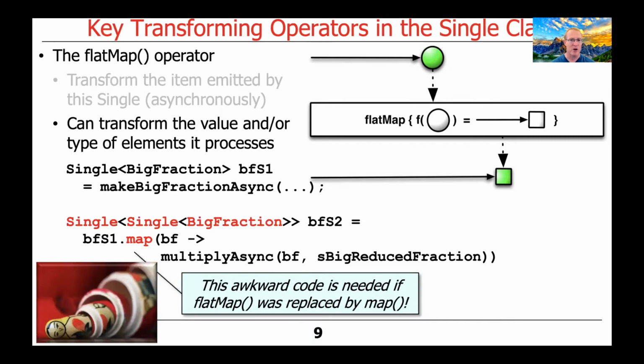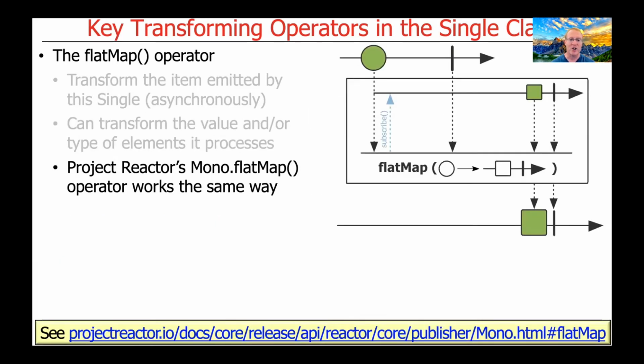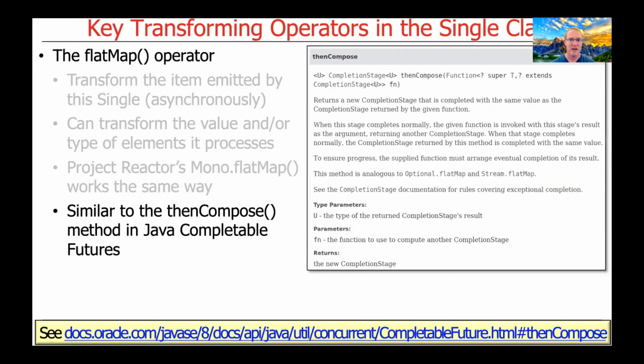In contrast, if we were to use the map operator instead of flatMap, then we'd end up with nested Singles. So we'd have a Single of a Single of big fractions, which is not nearly as concise, and it's more verbose and kind of awkward to look at. So flatMap can help to de-nest these otherwise nested uses of Singles. Project Reactor has a flatMap operator in its Mono class that works the same way that the RxJava flatMap works for its Single class. And both of these methods work very similarly to the thenCompose method that's defined in the Java CompletableFuture framework.